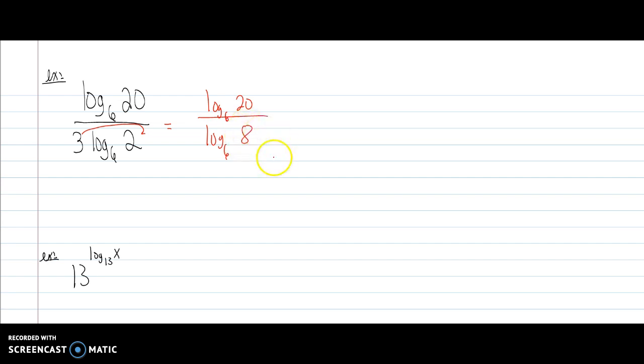2 to the 3rd power is 8. Next, I can't divide the 20 over 8. I can't subtract 20 minus 8. That's not what the properties of logs is about.